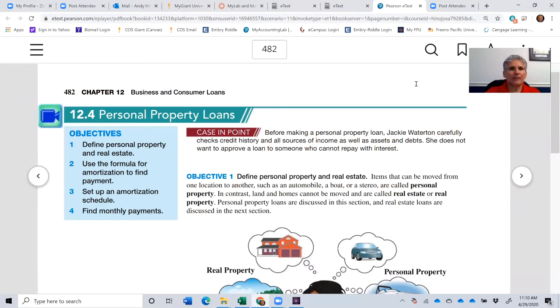12.4 Personal property loans. We're going to define personal property and real estate. Items that can be moved from one location to another, such as an automobile, a boat, or a stereo, are called personal property. In contrast, land and homes cannot be moved and are called real estate or real property.